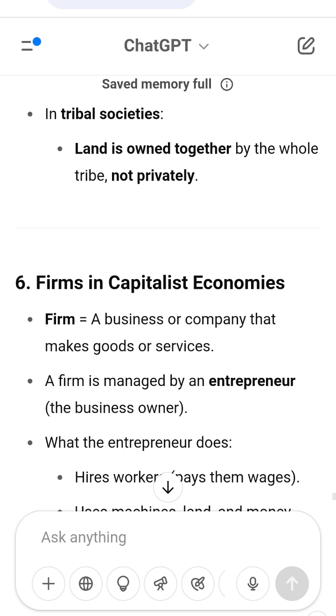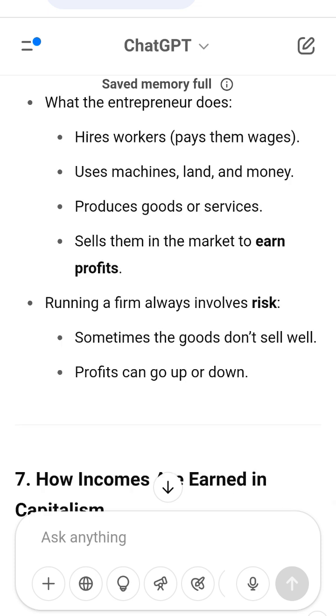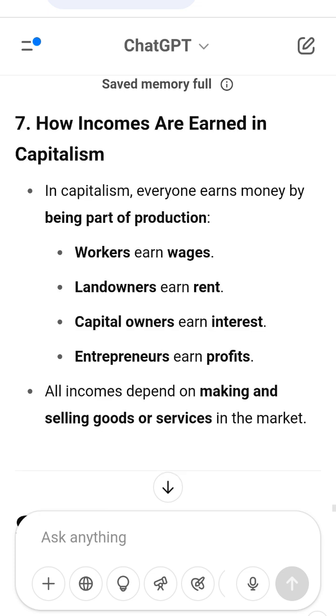Then in one-line summary: capitalism, individuals own businesses, hire workers, make things mainly to sell in markets, and aim to earn profits, with risk always involved.